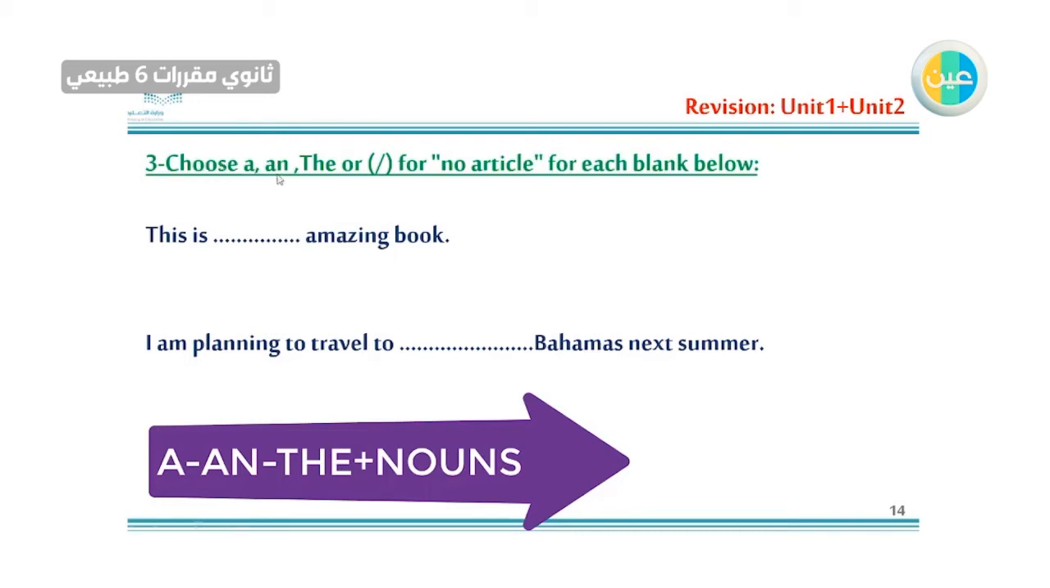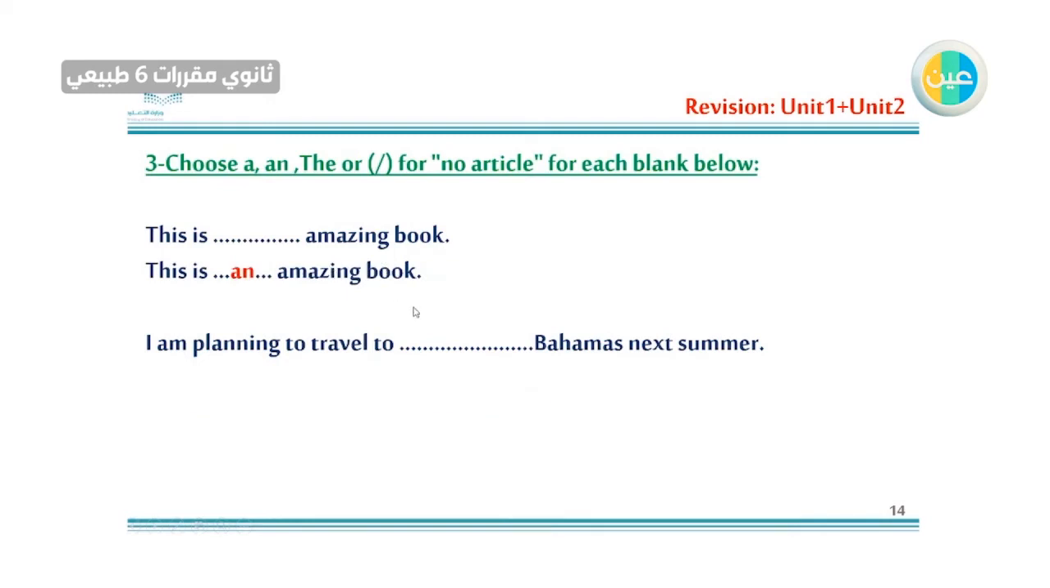Choose a, an, the, or slash for no article. We know that some nouns come without any articles. So if there is no article, please add the slash. This is amazing book. So book is singular and unknown and we have amazing. So we will say what? An amazing book. Okay, if this is book without amazing, what will you say? Yes, this is a book.